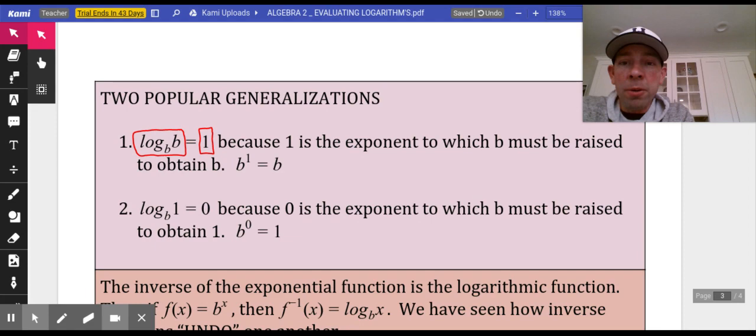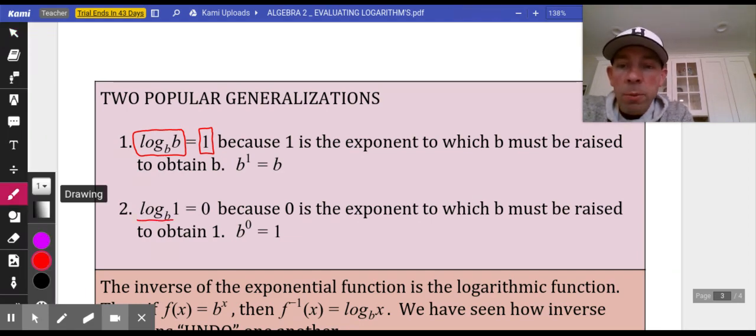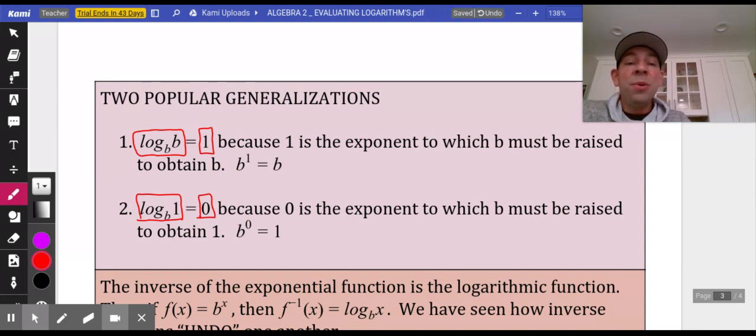The second popular generalization would be log base b of 1 is always going to have the same answer. It's always going to be 0 no matter what, because 0 is the exponent to which b must be raised to obtain 1. Okay? Anything raised to the 0 is 1.